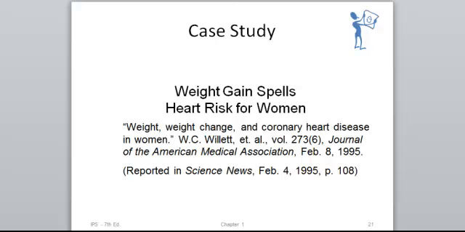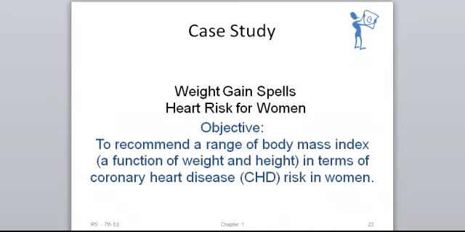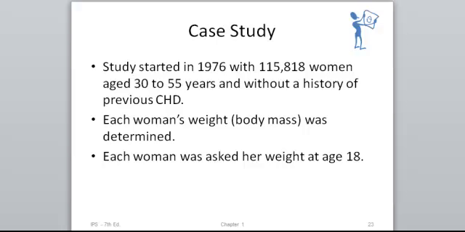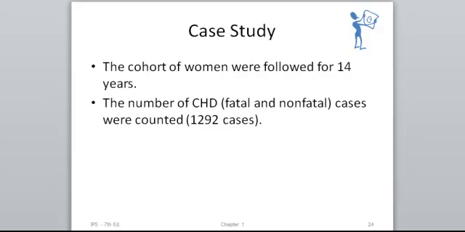Well, we have the study of weight gain spells heart risk in women. The objective of this was to recommend a range of body mass index in terms of coronary heart disease risk in women. They took 115,818 women, ages 30 to 55, without a history of coronary heart disease. They weighed the women, their body mass was determined, and each woman was asked her weight at 18. They followed this group of women for 14 years, and 1,292 cases of coronary heart disease were seen in the 14-year period.